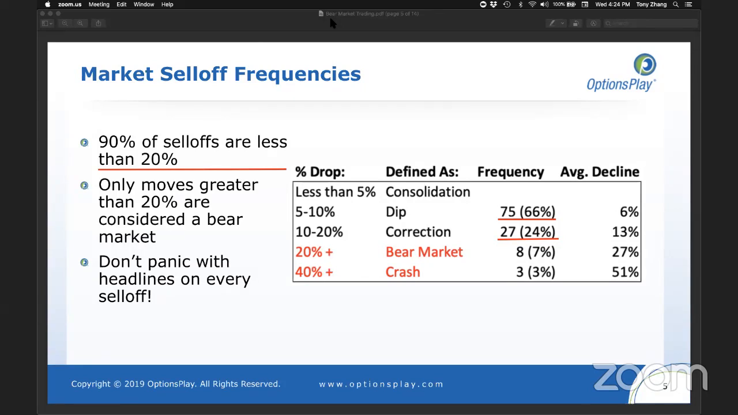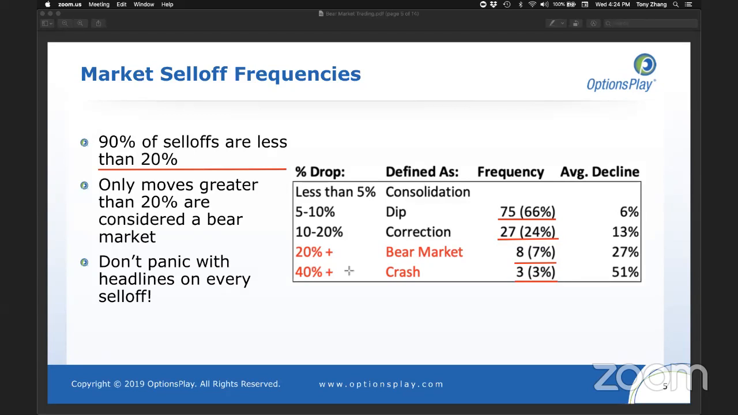So right in the realm of that 260 level that I'm talking about is the type of sell-off that we see 90% of the time. Only 10% of the time do we see market crashes that are greater than 20% or 40%. So market crashes or bear markets are very rare. That's one thing to always put into context when things get a little ugly, that they very frequently tend to be mostly what we could call dips and corrections, not an actual bear market or crash. So those are some of the things to consider. And only moves greater than 20% are what we consider an actual bear market.